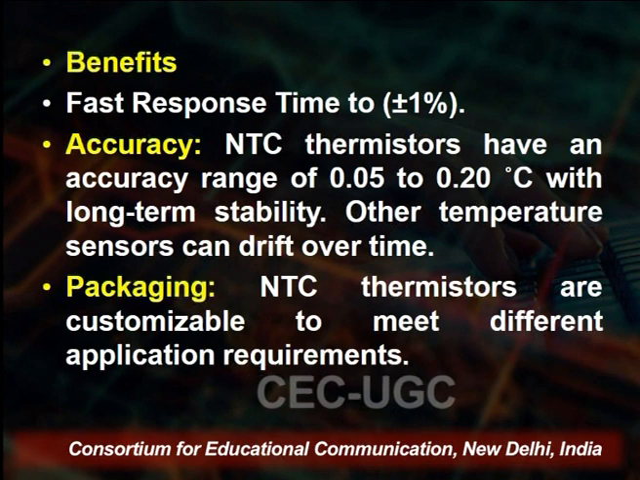NTC thermistors have an accuracy range of 0.05 to 0.20 degrees centigrade, and by using this we can get more information for calculating the temperature coefficient of a thermistor and for temperature measurement with the Wheatstone bridge. Other temperature sensors can drift over time. In the packaging, NTC thermistors are customizable to meet different application requirements.